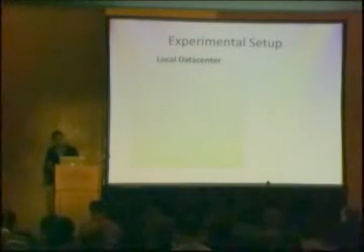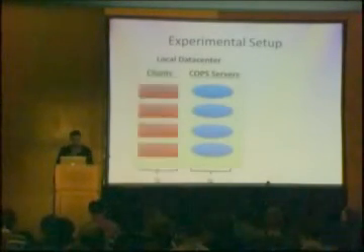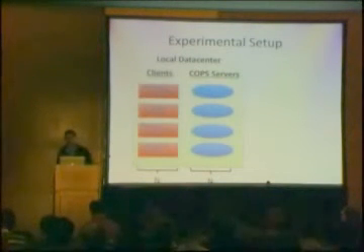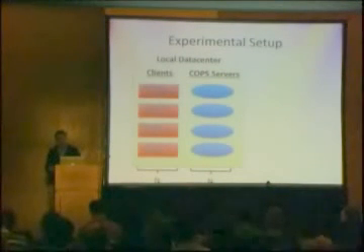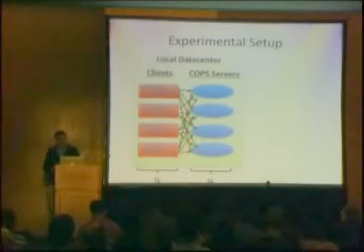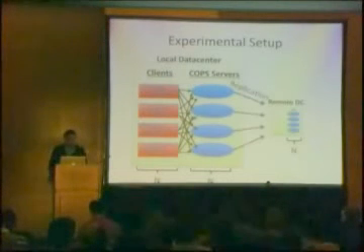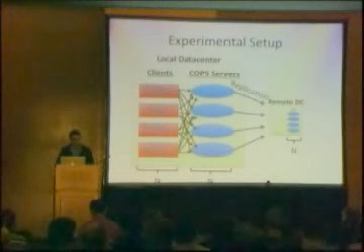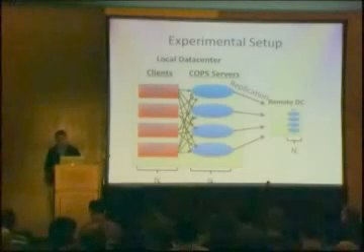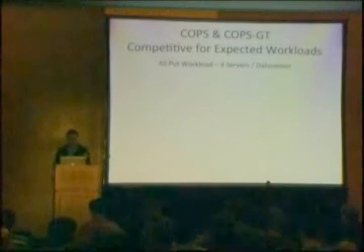In our experiments, we have a local data center with n servers in it and n client machines. Each of these n client machines runs many threads of execution to fully load our servers in the local data center. And we also have a remote data center where we're replicating everything too, and this also has n servers. So when I talk about something with n equals 16 servers, that's 48 machines in the experiment.